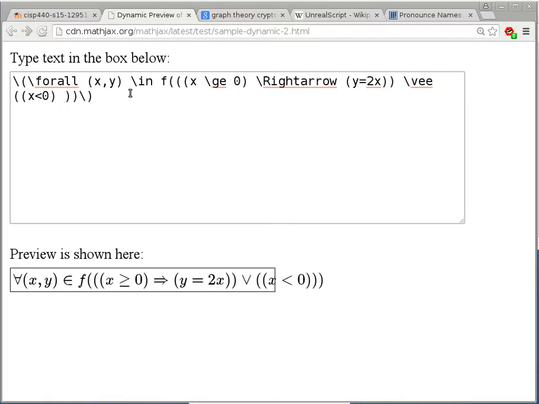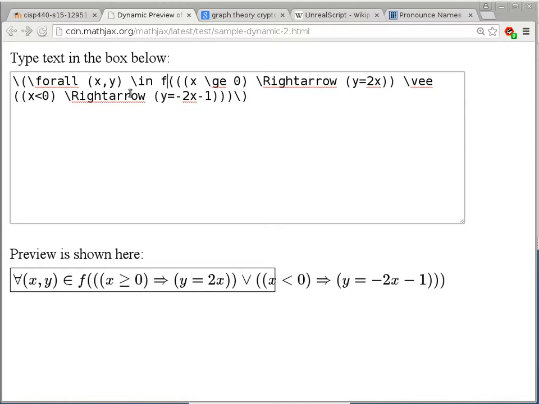Now the other side is basically saying or x is less than 0, right arrow, y equals minus 2x minus 1. I'm just matching the parentheses. Would you need braces around the function? No, f is a set, so it's okay to have it all by itself.